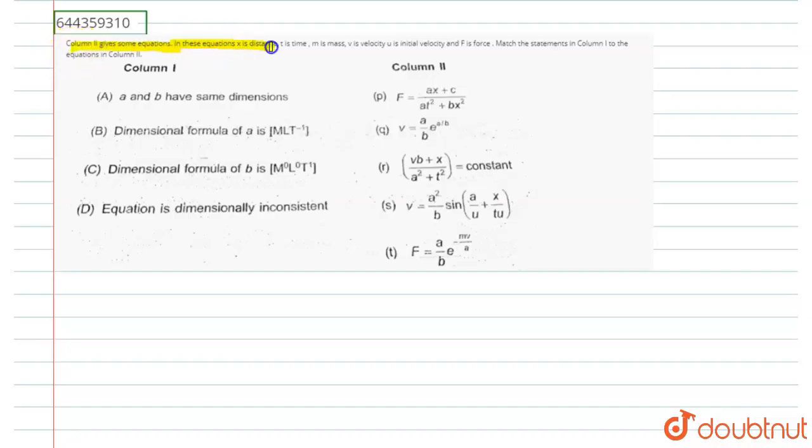Hi, the question is: column 2 gives some equations. In these equations, x is distance, t is time, and m is mass, v is velocity, u is initial velocity, and f is the force. Match the statement in column 1 to the equation in column 2.